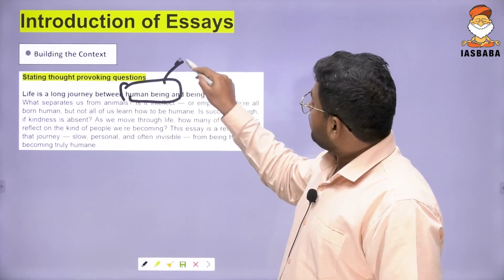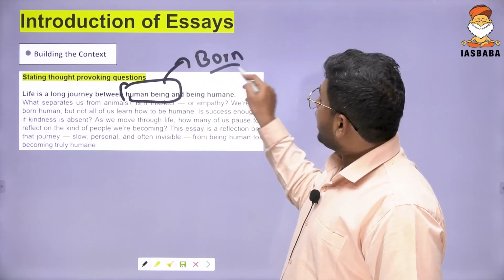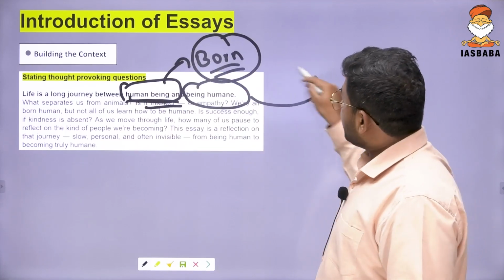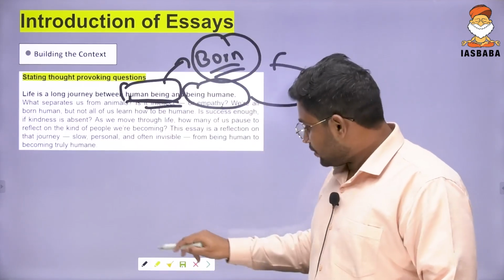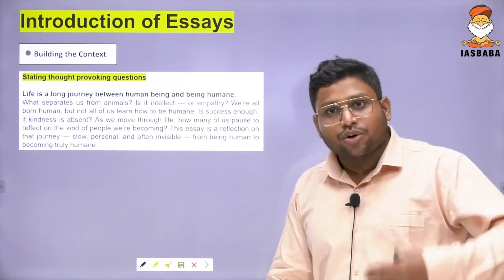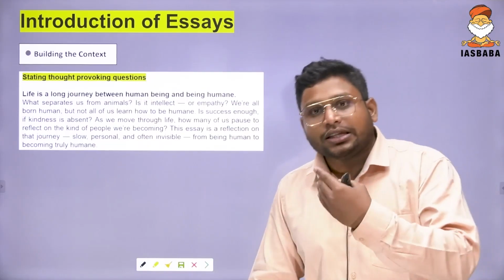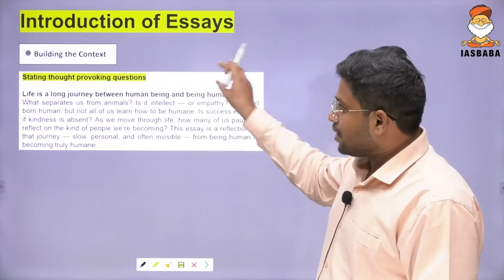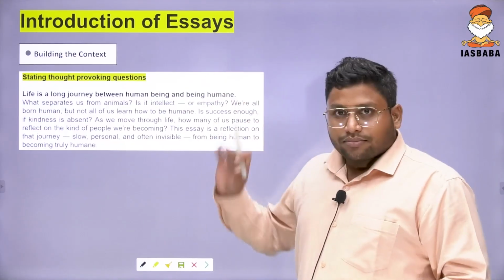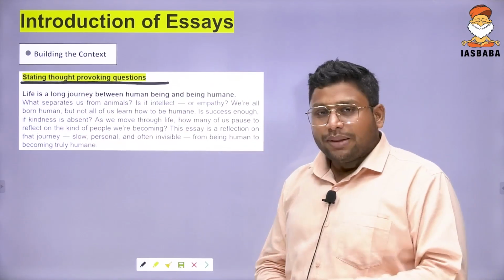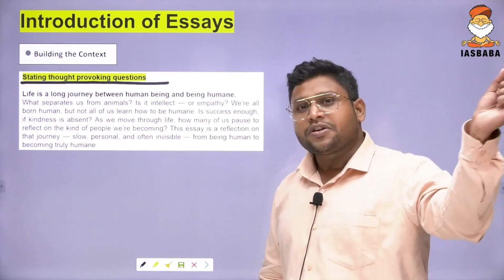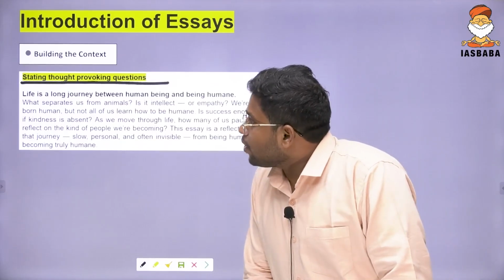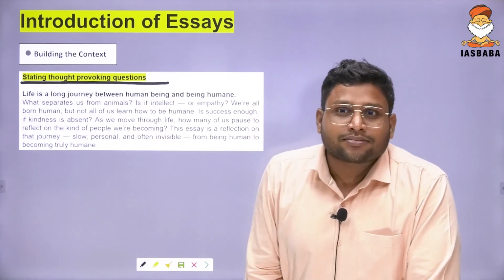Now, if we come back, life is a long journey between this and this. Human being is something which you are born as. By birth you're this, and with time you try to become this. This is the struggle of life, in which you're continuously learning all these values. You try to become this good human being, is what we see here. Now the point is how we can bring in some questions. In the introduction, the first line will start with some kind of question. You see, this person has written, what separates us from animals?